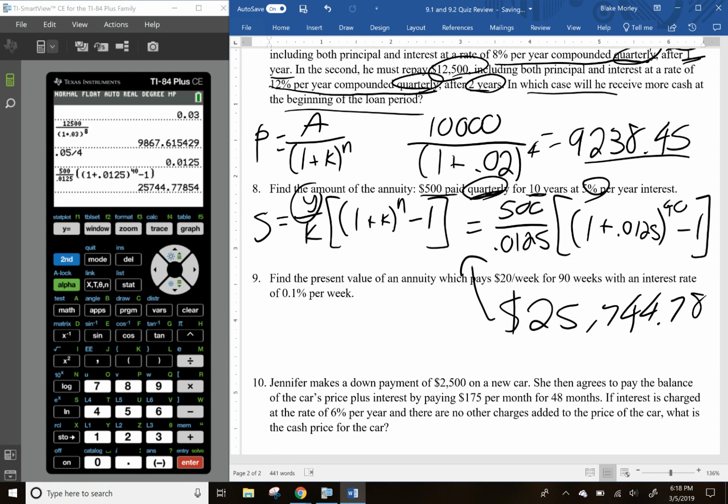All right, it's very simple. I mean, it's just plugging numbers into a formula and typing in the calculator. Just make sure you use the right formula.